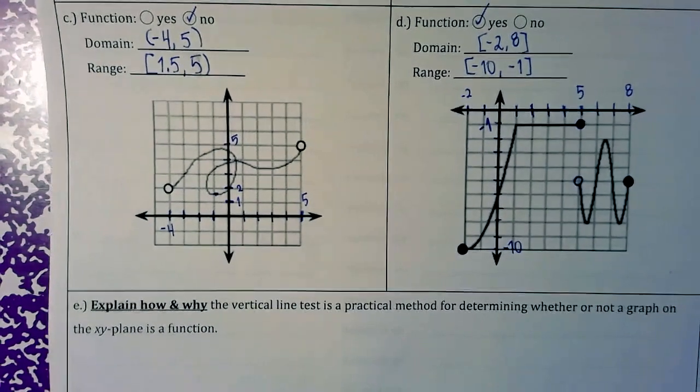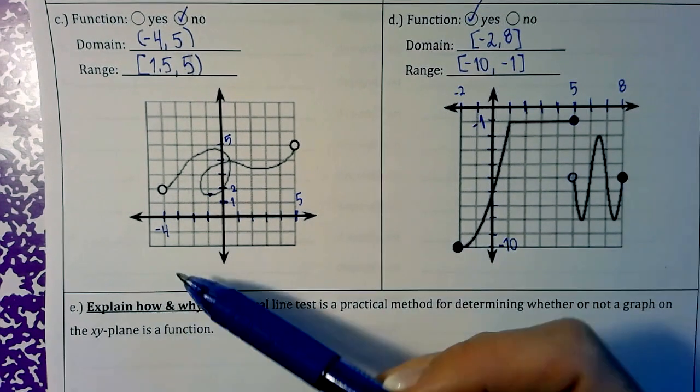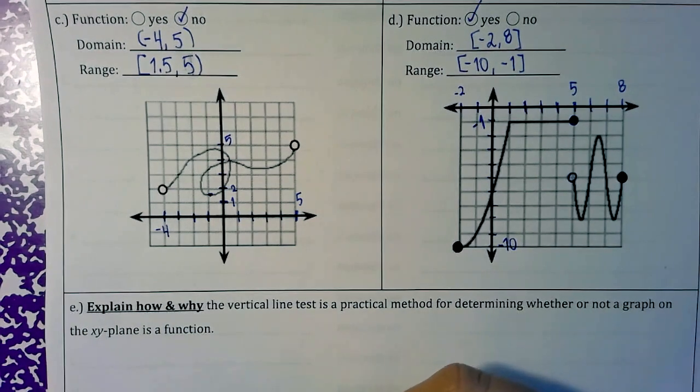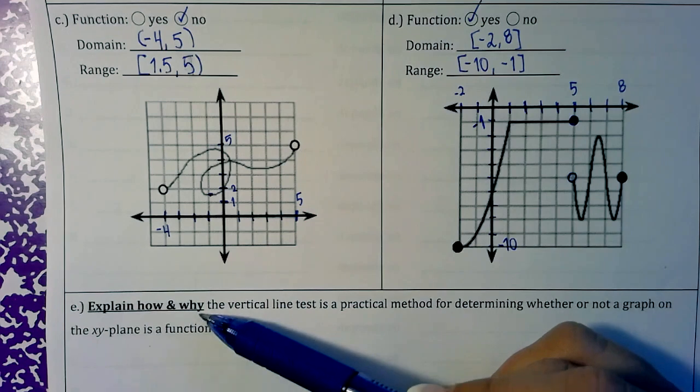Question E just asks, explain how and why the vertical line test is a practical method for determining whether or not a graph on the xy plane is a function. So, like I've been pointing out, in the earlier question he asked if that example on the first page was a function. He said no, because -6 went to 2 y values.